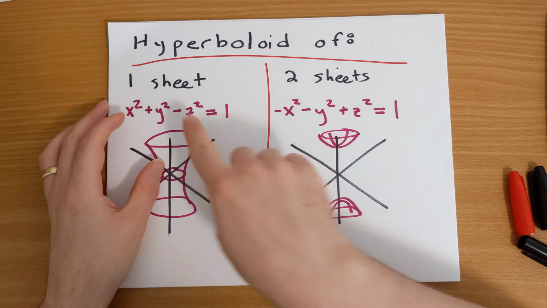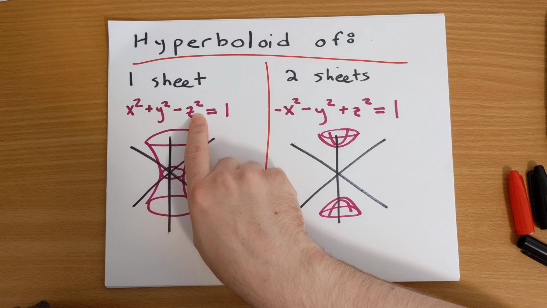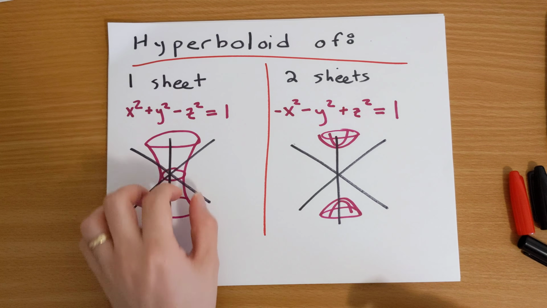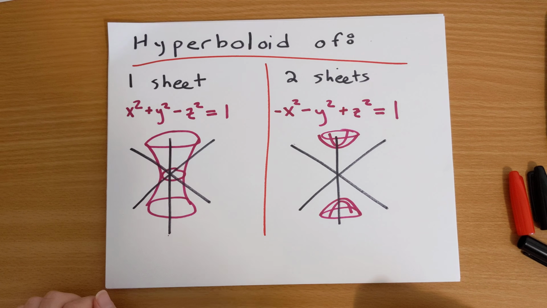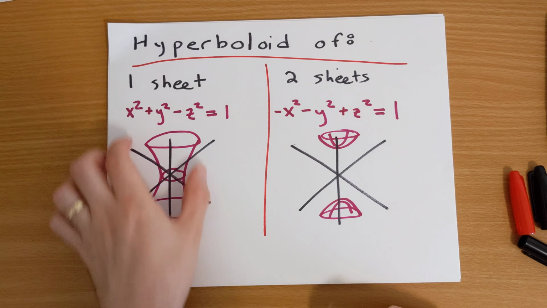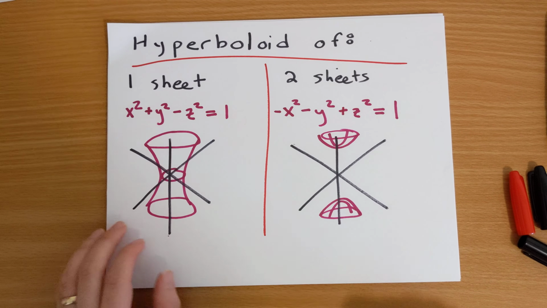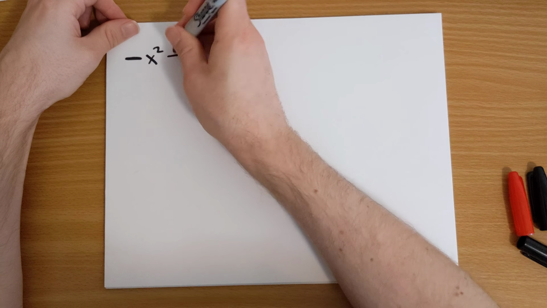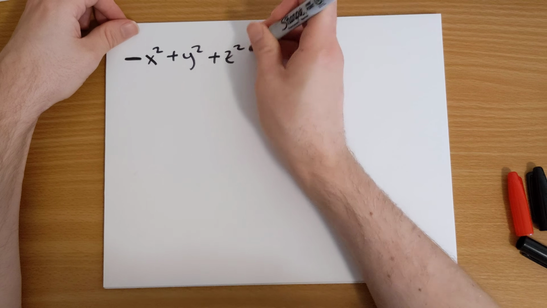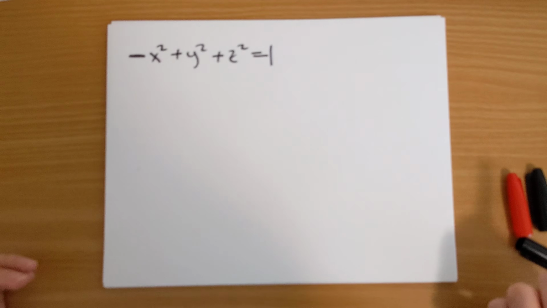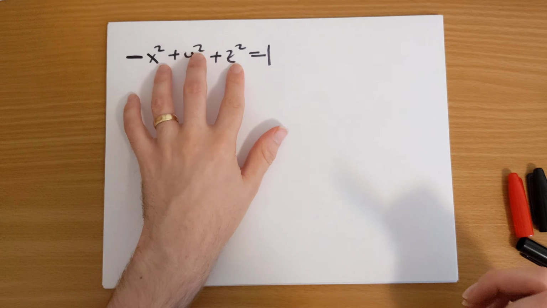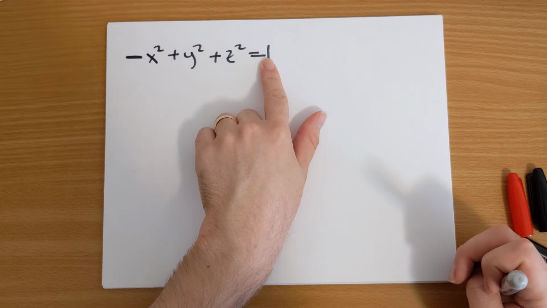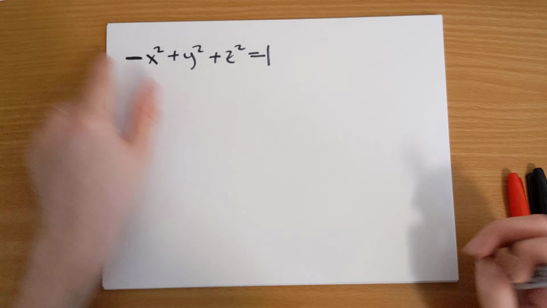So take a look here. This one has a minus sign attached to z squared, and we can see that this is opening onto the z-axis in some way. It's encircling the z-axis. If instead I were to change this to, let's say, minus x squared plus y squared plus z squared equal to 1, this is still a 1-sheet hyperboloid. We have quadratic terms on the left, constant 1 on the right, and exactly 1 negative sign.